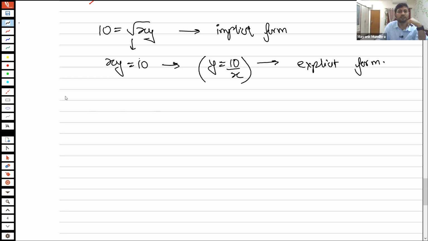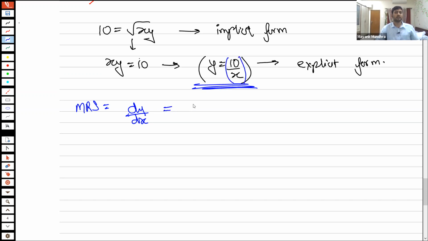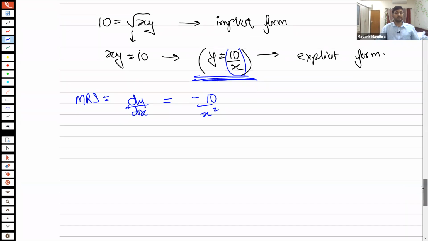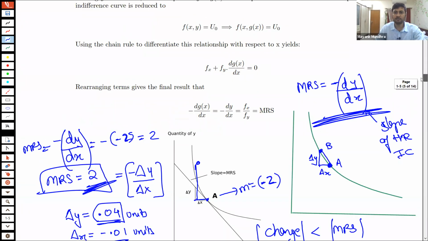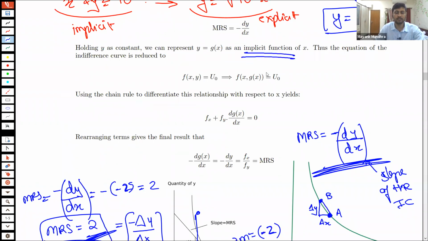Now, if I want to use the formula that MRS equals minus dy by dx, I need to have the formula which looks like this, because now I can differentiate this function 10 by x with respect to x and get my MRS as minus 10 by x squared. But I cannot do it here directly. So therefore, instead what I do is I use the implicit function theorem and I derive a new format for this. Now the formula here is derived from the implicit function theorem, which we have not done yet. Okay, implicit function theorem is something that we will do later on. So I will come back to this example when we do the implicit function theorem.